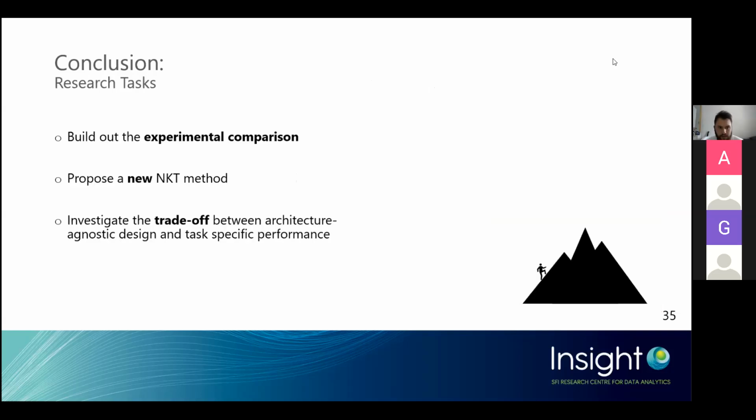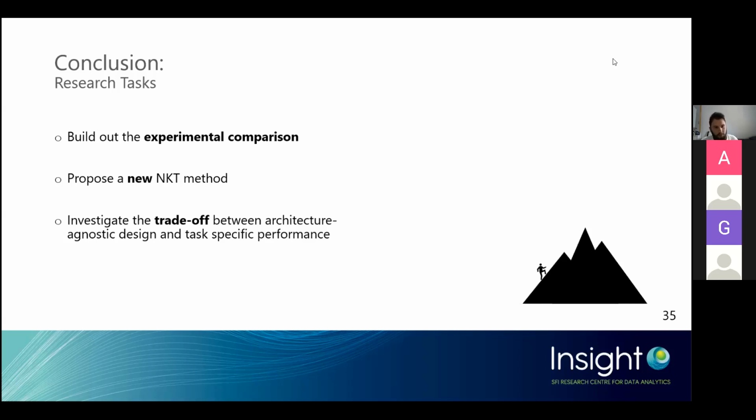The research tasks for us in the remainder of this research are to build out our experimental comparison. What we had there was knowledge transfer on the same task from a high capacity network to a low capacity one. But obviously we want to investigate knowledge transfer where the teacher was trained on a different task or on data from a different domain. And we want to investigate new metrics that go beyond just the task-specific metric, because we don't have any particular metric for knowledge transfer itself. We're always evaluating in terms of performance on whatever task we're using it on.